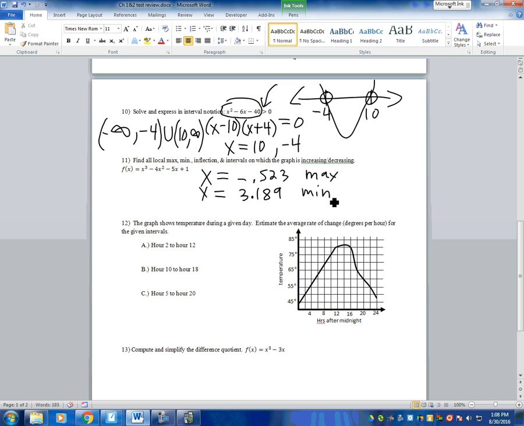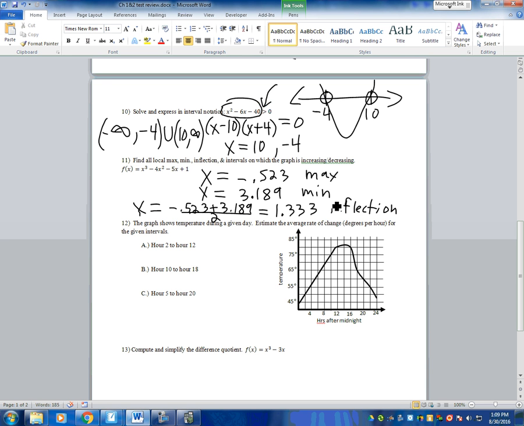So I have my max and my min, and I can find my point of inflection right off the bat just by taking the average of those two. So x equals, what's the average of this? -0.523 plus 3.189 divided by 2, and I get 1.333 is the point of inflection. Here's the inflection. So you can find all those just right off the bat.